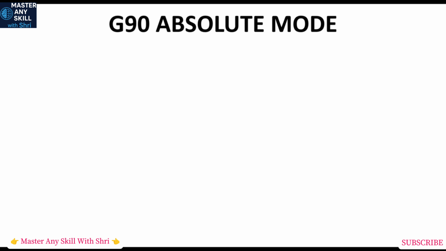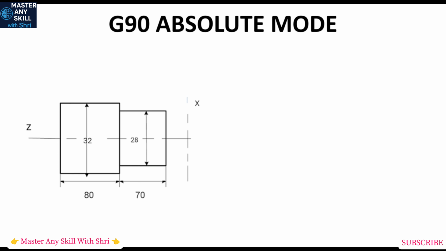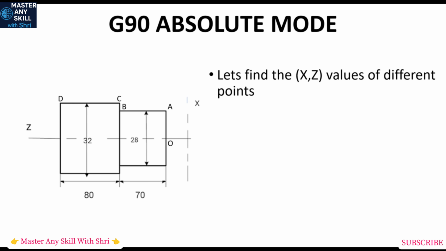Our next code is G90, absolute mode. Now we will learn how to calculate coordinates with the help of this diagram. Here we will calculate coordinates with the help of absolute mode. In absolute mode, we do calculations from the job 0 point. Here our job 0 point is O. By considering O as the reference point, we will calculate all the coordinates. This method is the absolute method. In this course, we are going to use this method. So let's see this method and let's find coordinates.